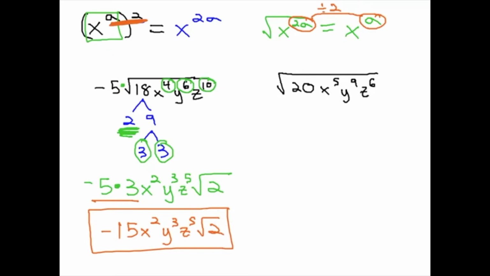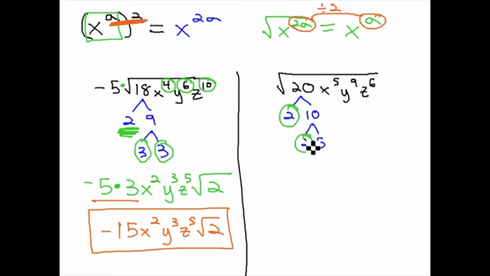So looking at the second example here, the square root of 20, x to the 5th, y to the 9th, z to the 6th, we'll first look at the 20 by factoring it: 2 times 10, and finally 2 times 5. We see we have a pair of 2's, and so that will allow a 2 to come outside of the radical.